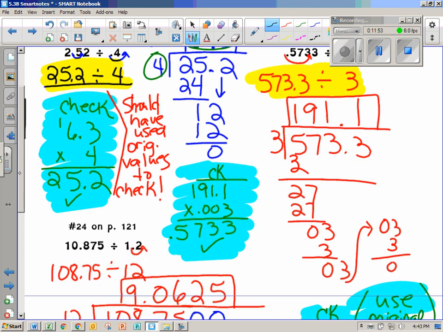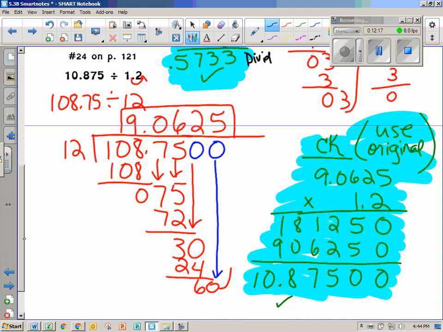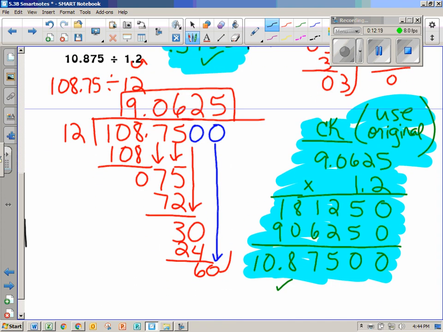Then I highlighted the work that I just asked you to do. So number 23 on the check, I went back to my original. This is my quotient, this is my original divisor, and this is my dividend. That's why it checks. So always go back to the original. Just double check your work. Over here, I wrote myself a note: use original.